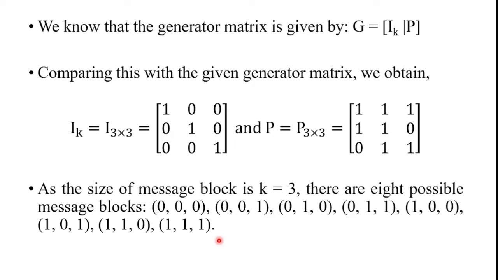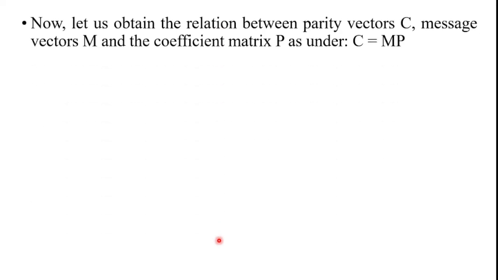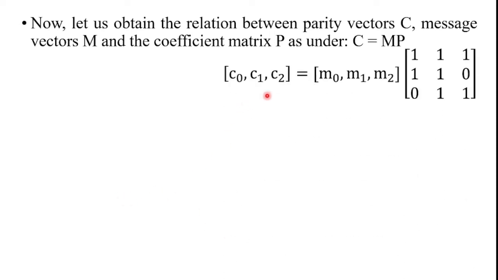Now let us determine the relation between the parity vector, message vector and the quotient matrix. We know that the relation is C equal to M into P. Here the message block size is 3, so the order of the message block is 1 by 3, the order of the quotient matrix is 3 by 3, and the order of the parity vector is 1 by 3. Therefore C0, C1, C2 is equal to M0, M1, M2 into the quotient matrix. First multiplying these two matrices on the right-hand side, we get order 1 by 3.